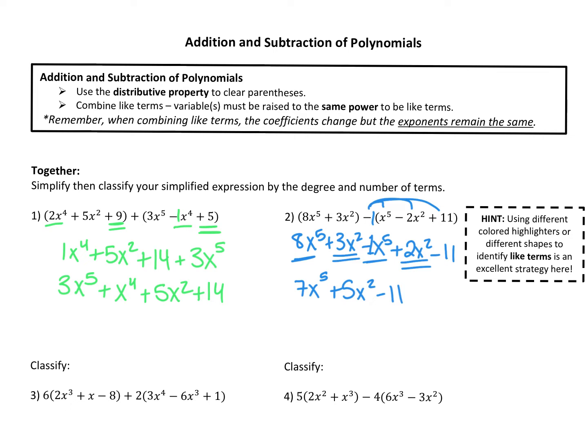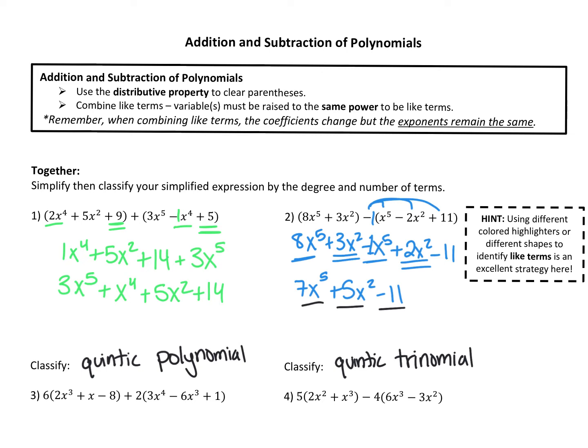If your page says classify, this means that we're going to name the polynomial by the degree, or the exponent, and the number of terms. You can refer back to your notes for this vocabulary. In this case, we have x to the 5th, which means that we have a quintic, and then the polynomial has more than 3 terms, so we don't have a special name, so we'll just call it a polynomial. In the next problem, we again have a quintic, because it's x to the 5th as our highest degree. But this time, since we have 3 terms, we're going to call this a trinomial.